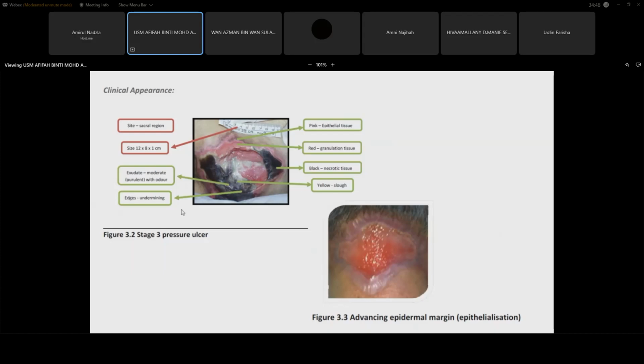Then determine the epithelialization, whether there is an advancing epithelial margin, like in this picture. And then apart from that, we have to determine the site, which is the sacral region, the size, which is 12 cm in length, 8 cm in height, and 1 cm in depth.